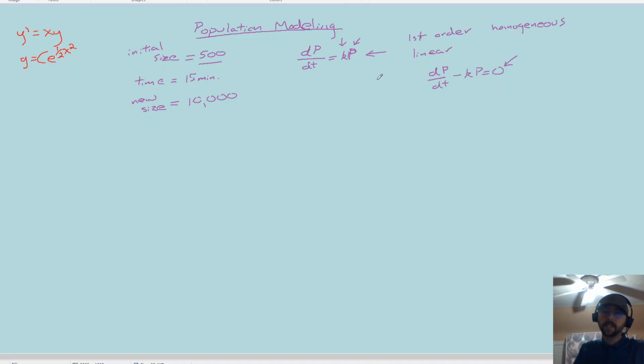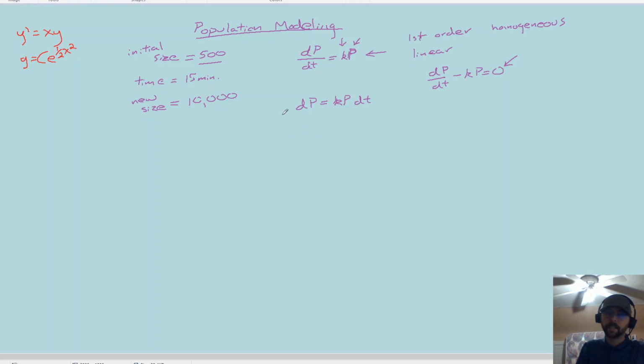And this happens to be separable, which I don't know if that's technically a classification. Sounds like it should be a classification, but it's really a method. It just means that we can use the method. Well, I guess it is a classification. It means that you can separate out the variables with p and the variables with t. And to do that, we multiply both sides by dt. So we'll have dp equals kp dt. Then we divide both sides by kp, or just by p.